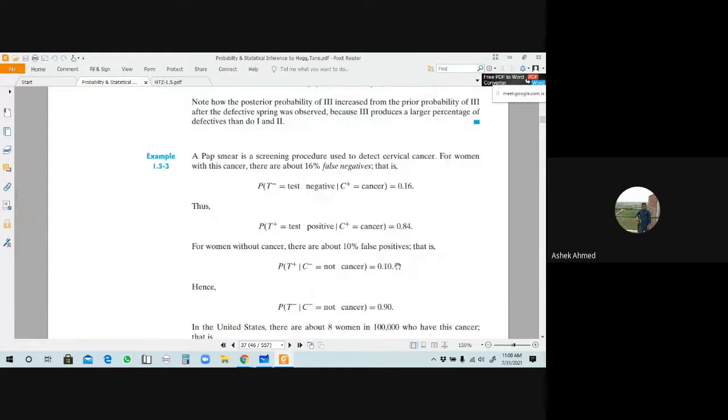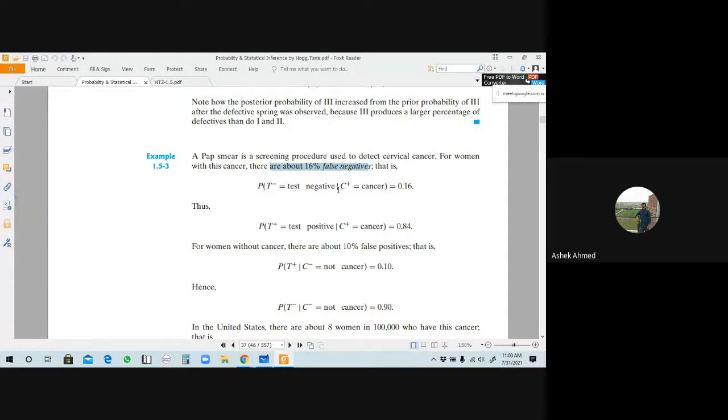Now we'll see the next example. A pap smear is a screening procedure used to detect cervical cancer. The detection is done by a pap smear, a screening test. For women with this cancer, there are about 16% false negatives.